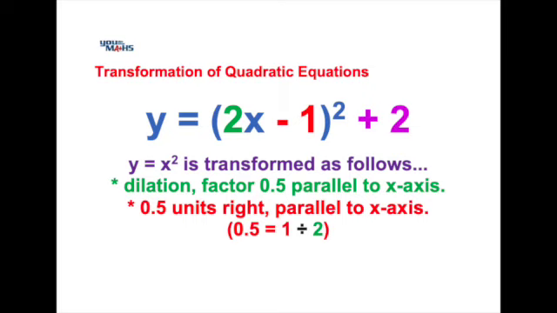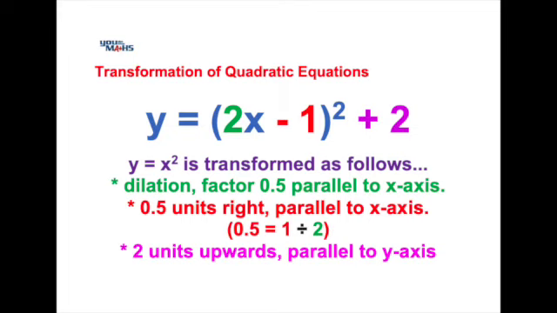And the last step is, as before, we see that we have a vertical movement parallel to the y-axis by 2 units, which is indicated by the plus 2 outside of the bracket squared. If you perform all of those steps to the graph of y equals x squared, you'll end up with the same graph that we did in our last example.